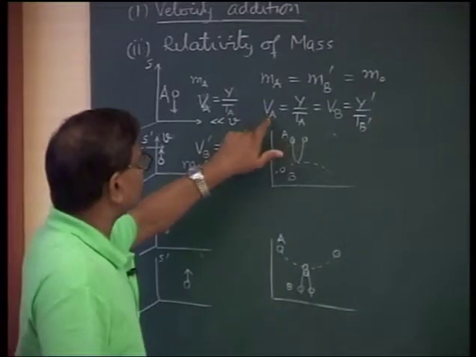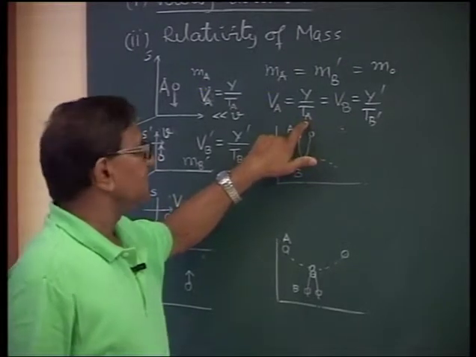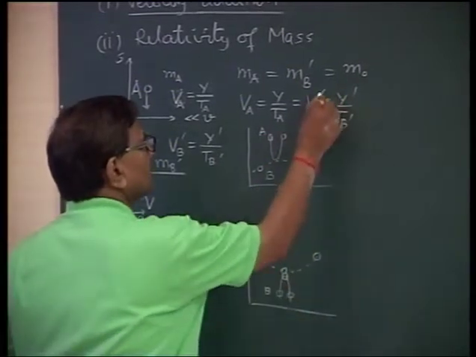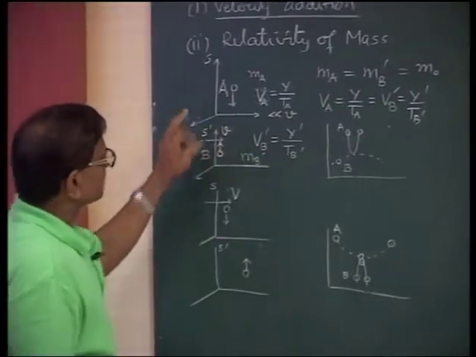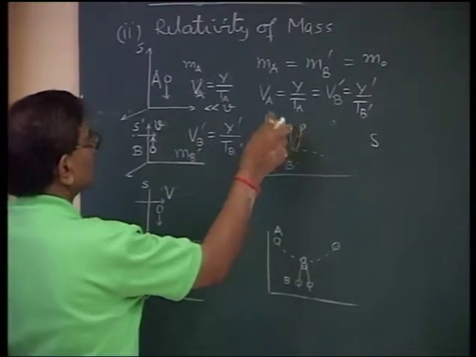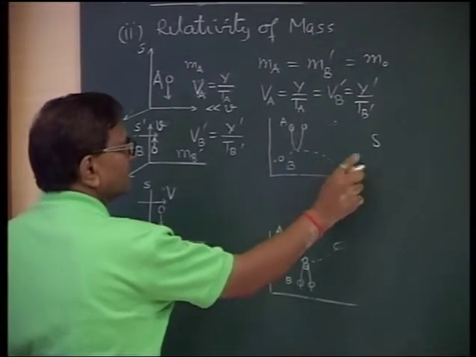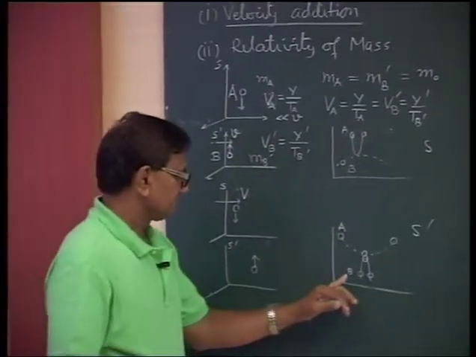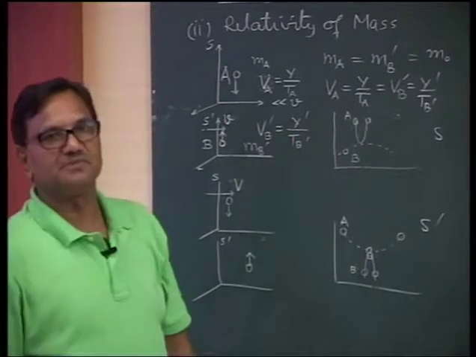The velocity of particle A is Y upon TA, the time taken by A in colliding, and VB dash will be equal to Y upon TB dash. Now see, if we observe the collision from S, then S is at rest, so this moves very slow and the collision occurs as seen by S. The collision seen by S dash will be the other way round. That means B will be colliding and bouncing back, whereas here A is colliding and bouncing back.